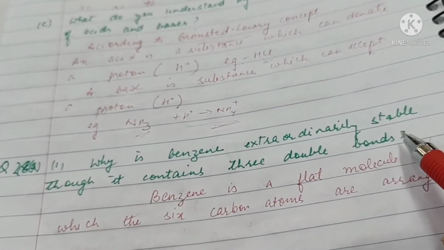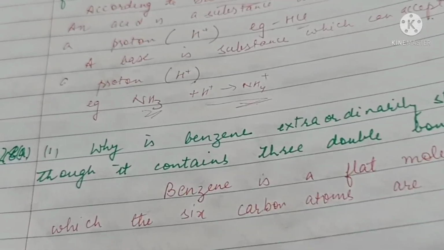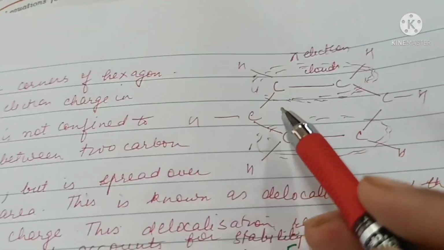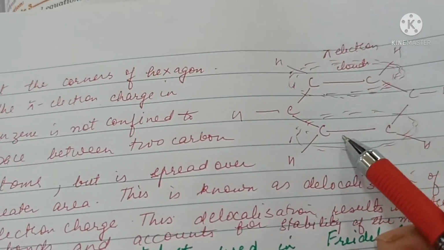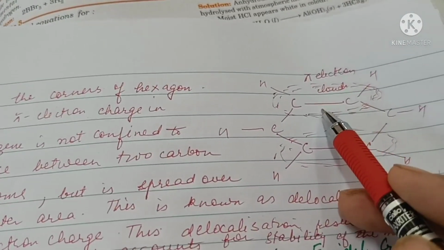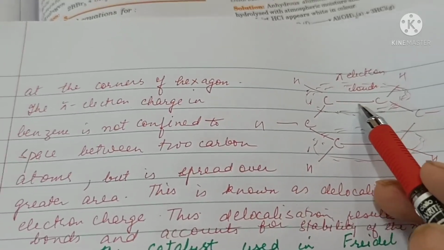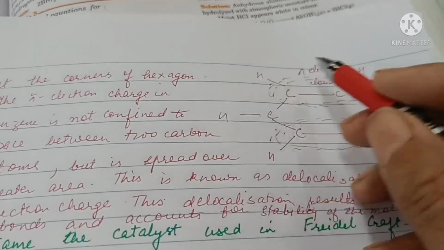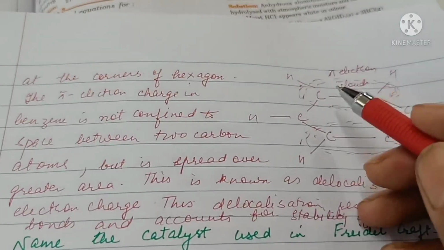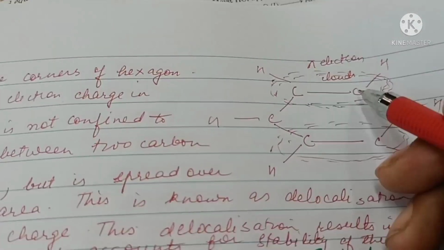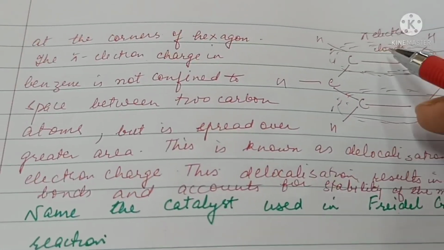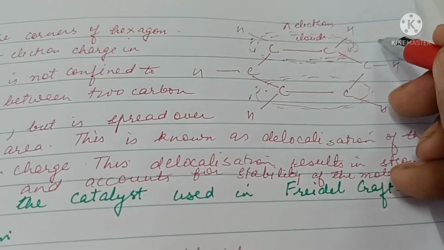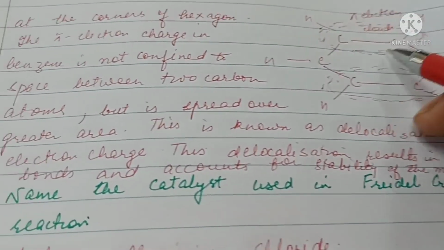Why is benzene extraordinarily stable though it contains 3 double bonds? Because it's a flat molecule in which the 6 carbon atoms are present at the corner of a regular hexagon, and there is a pi electron charge on both the sides of each of the carbon atoms. So the pi electron cloud is delocalized all over this ring rather than being confined to only 2 atoms. Because it's spread over a larger area, this is more stable and will not react just like a simple double bond of ethene. So it's more stable.